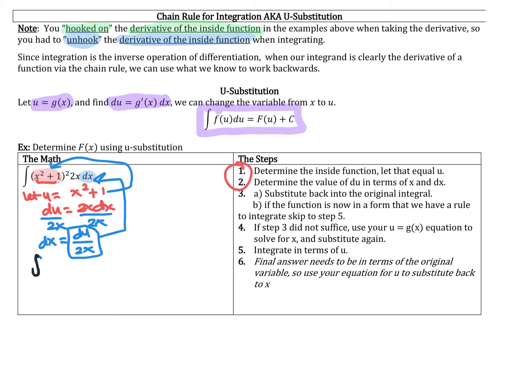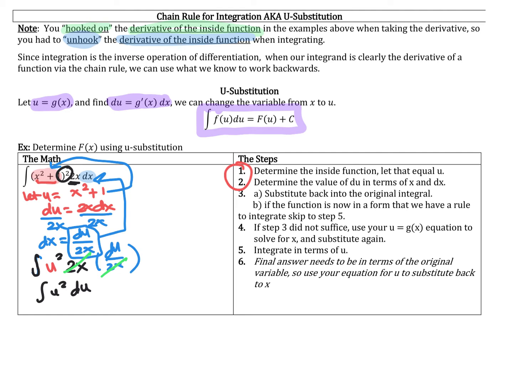So we have the integral of, now that part became u, and what were we doing to x squared plus 1? We were squaring it. Times 2x, I haven't done anything with that 2x that was here yet. And then instead of dx, I'm going to put du divided by 2x. What you'll notice here is that I have 2x divided by 2x, so that's just going to divide away, and I'm going to be left with the integral of u squared du.